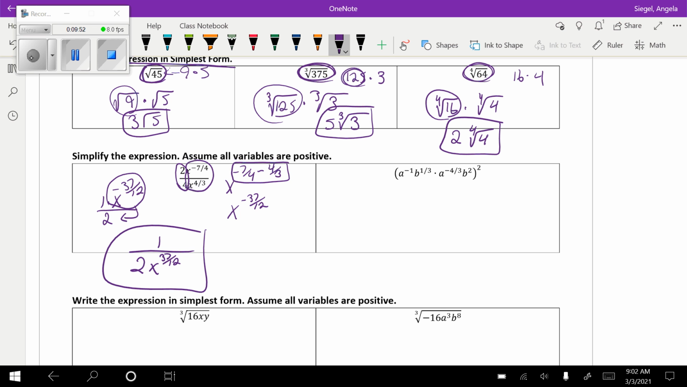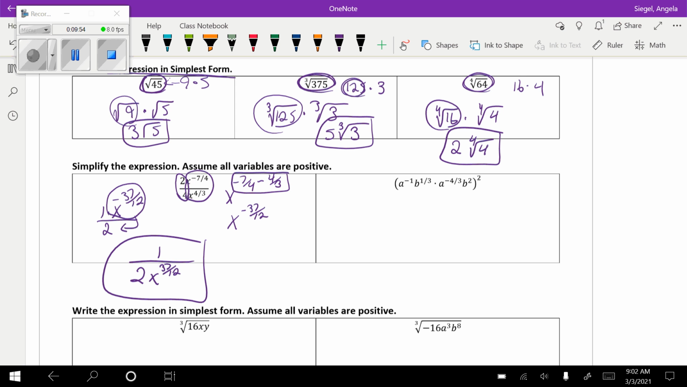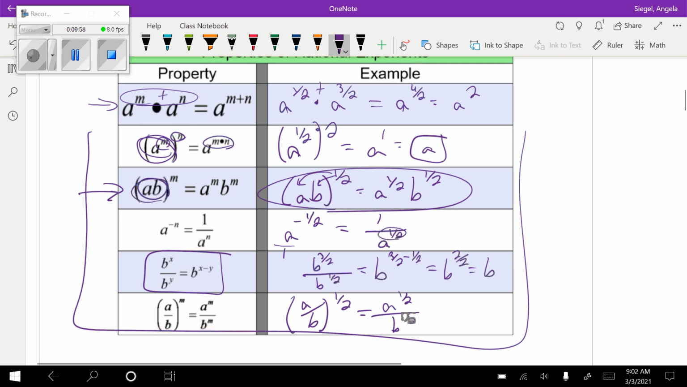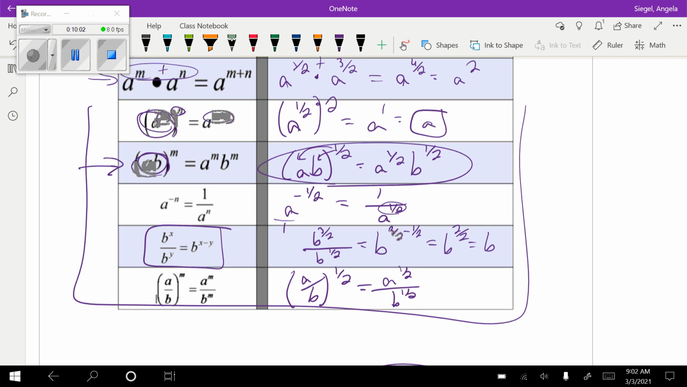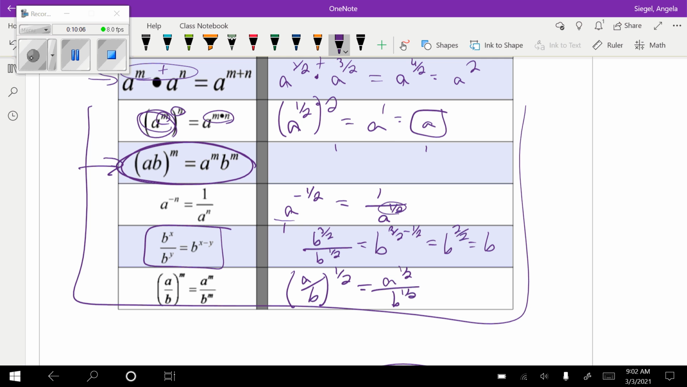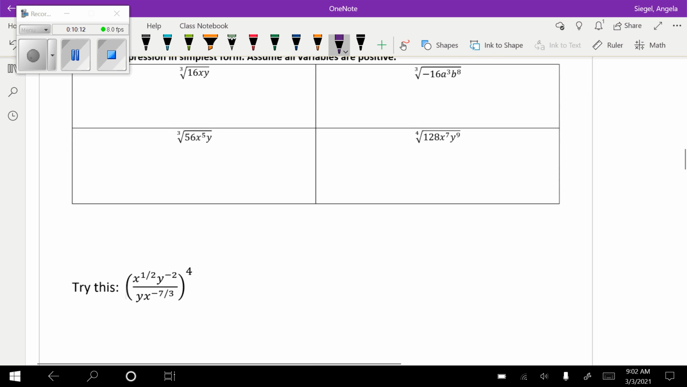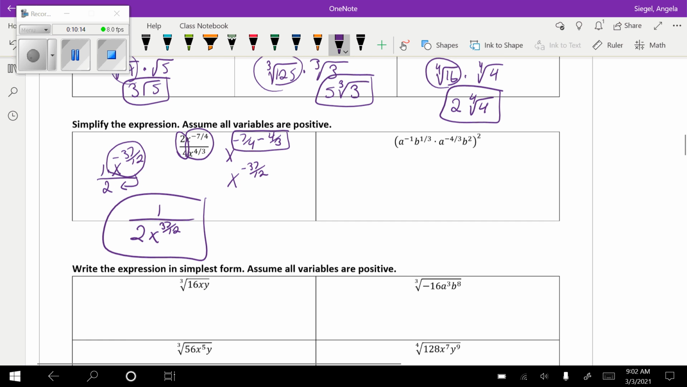Okay, and then this is another one that we have talked about earlier. So when you have, let's go up here, where is it? Right here. When you have different variables inside the parentheses, you are going to distribute the exponent on the outside. So that's where we're coming from here. Okay, so we're going to distribute that 2 to each thing that we see.